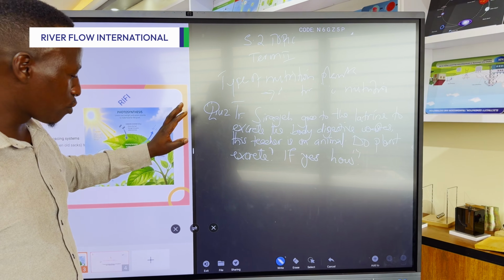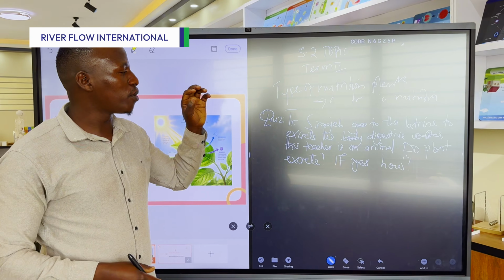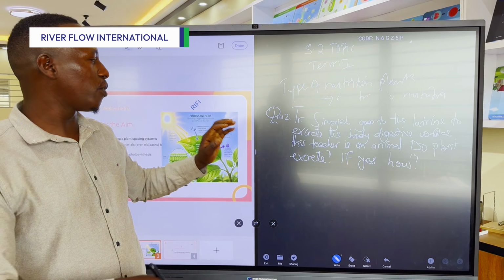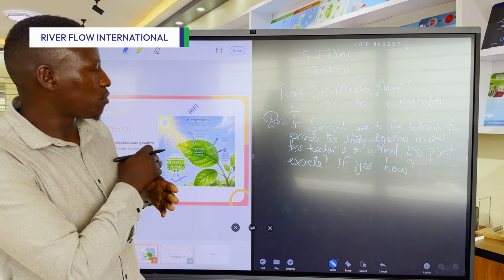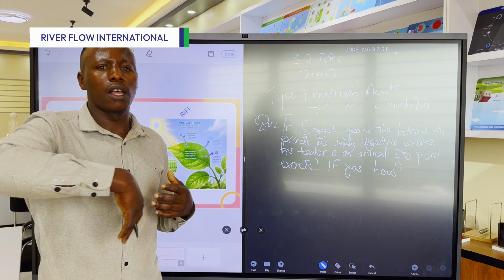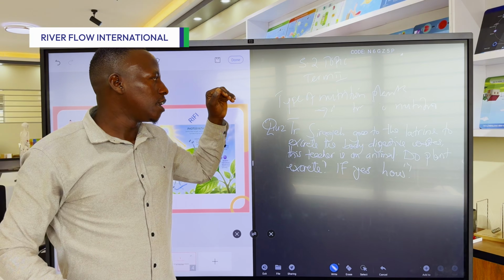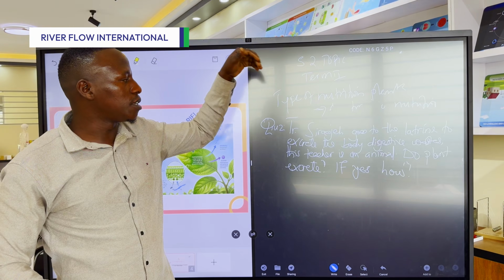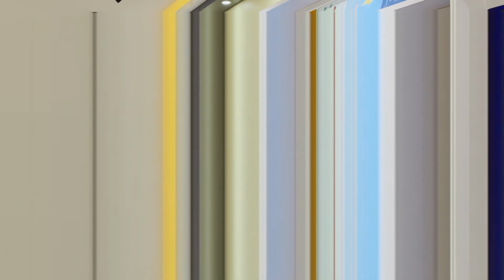That one, you will go to the comment section and see how you can react, because now we are talking about nutrition, and we know that in animals, in the process of nutrition, there is digestion, and at the end of it, there is excretion. So even when we talk about nutrition in plants, we want to see: do they also excrete? And if they excrete, how do they do that?